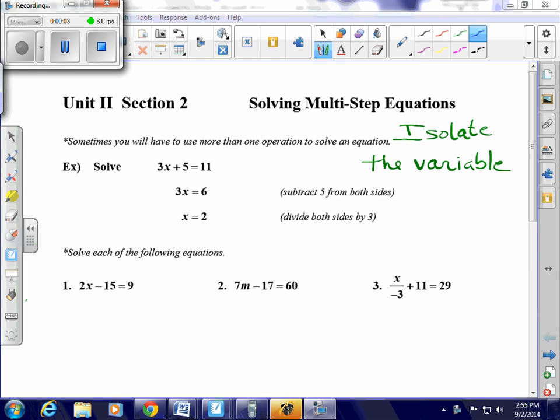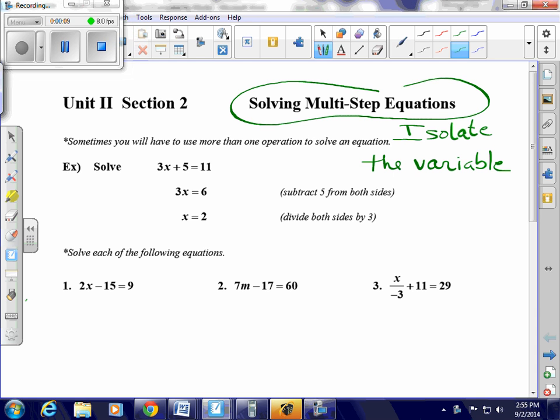Right, in section 2 here, we're going to be talking about isolating the variable in the fact that we're solving multi-step equations, meaning it's going to take more than one or two steps in order to solve this type of equation. Let's take a look at this first example. We have 3x plus 5 is equal to 11.